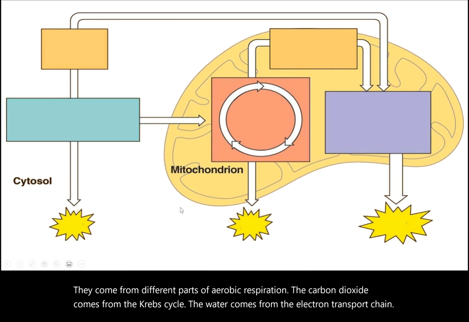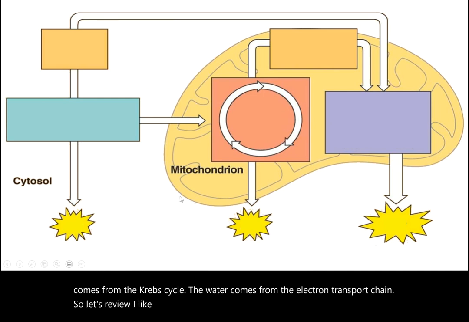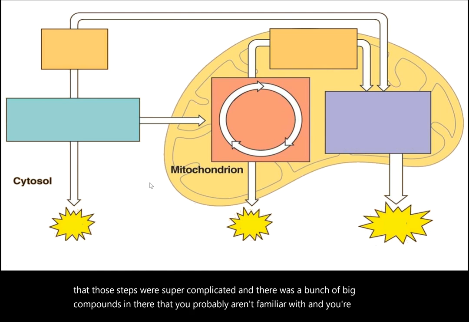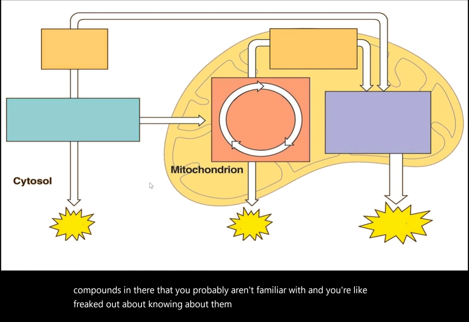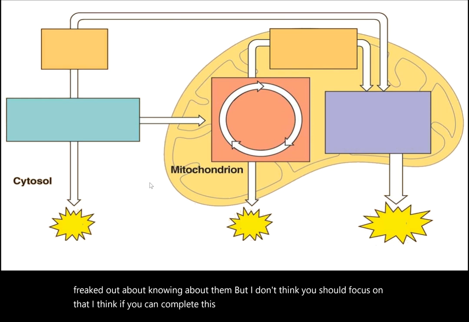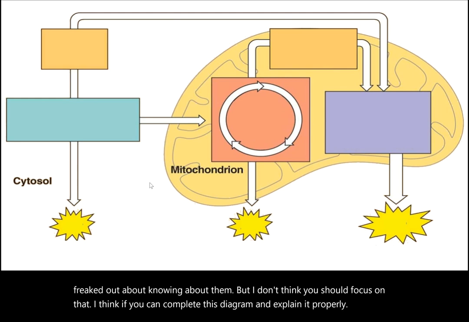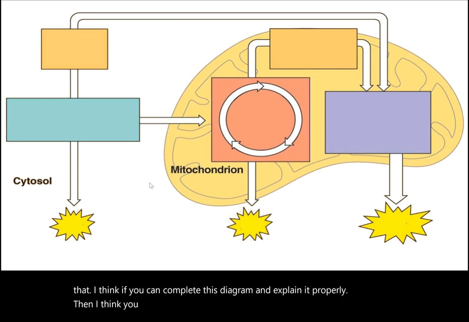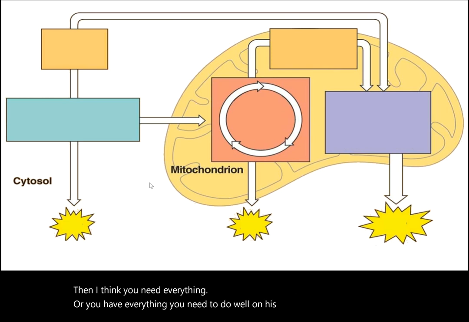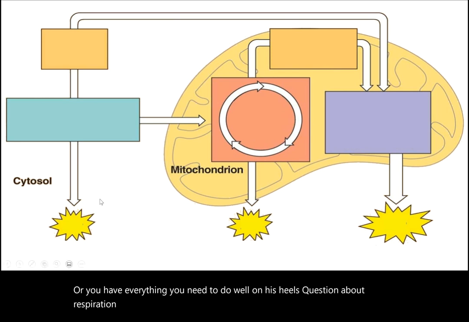So let's review. I like this diagram because it simplifies everything. I realize that those steps were super complicated and there were a bunch of big compounds in there that you probably aren't familiar with and you're freaked out about knowing them. But I don't think you should focus on that. I think if you can complete this diagram and explain it properly, then you have everything you need to do well on a skills question about respiration. Okay? So let's fill this in together.